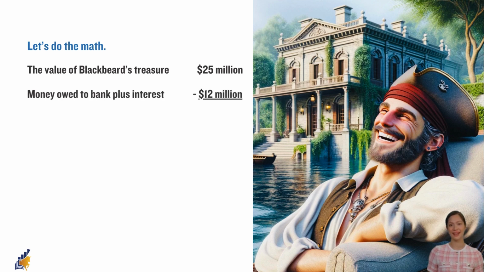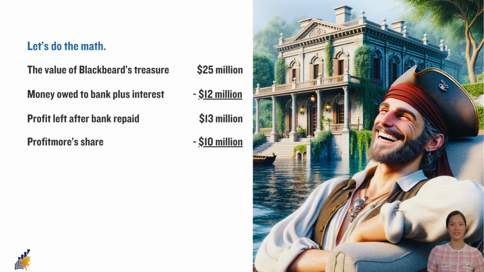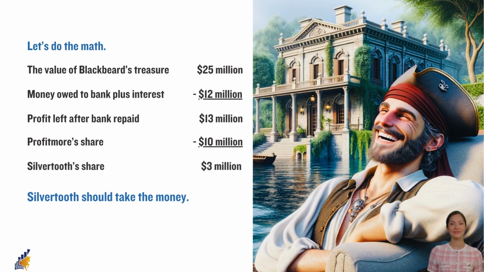That leaves $13 million left over to be distributed to Profitmore and Silvertooth. Profitmore invested $5 million. He was promised a 100% return, so he gets $10 million. The remaining $3 million goes to Silvertooth. That's not bad for a month's worth of work.